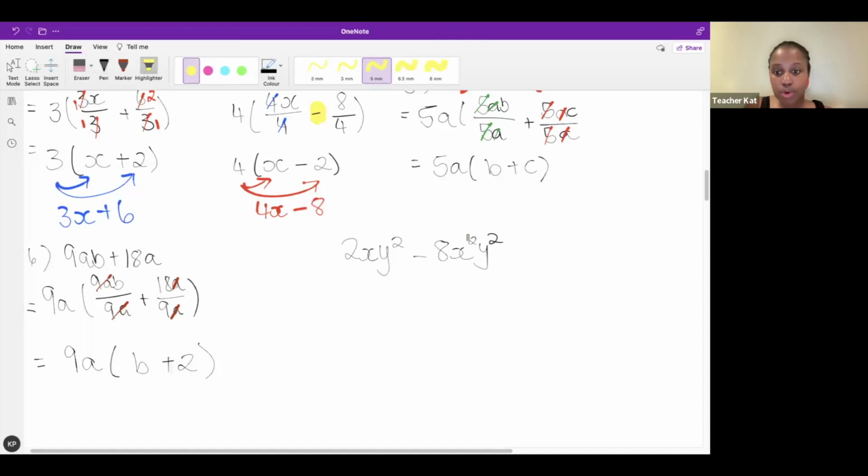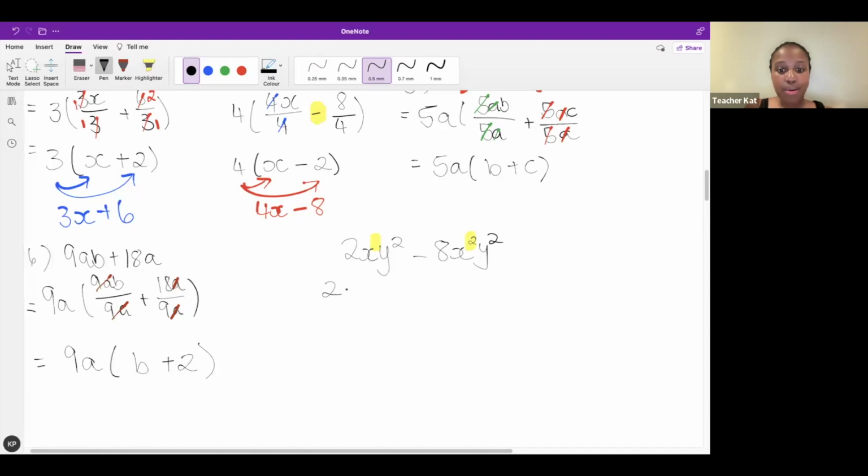If you look at the exponents, x there has a squared, but this one doesn't. So that disqualifies them from being like terms. So we know they're not like terms. Now let's look at my numbers, a 2 and an 8. What is my highest common factor between 2 and 8? It would be 2. Wonderful.